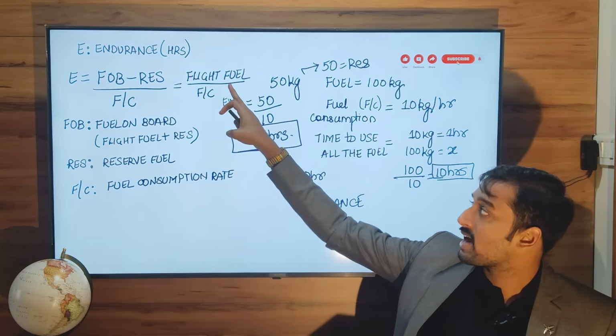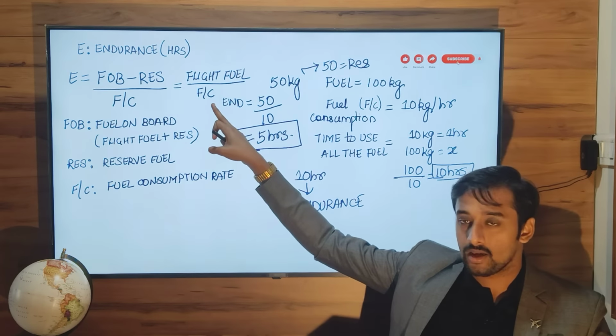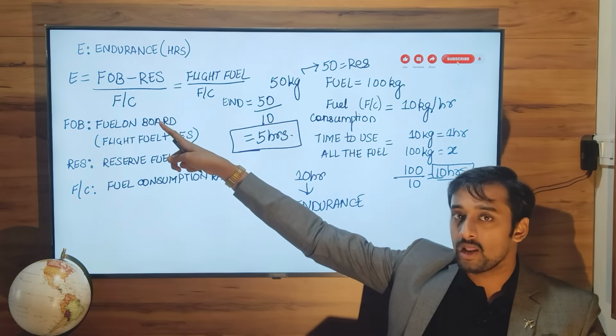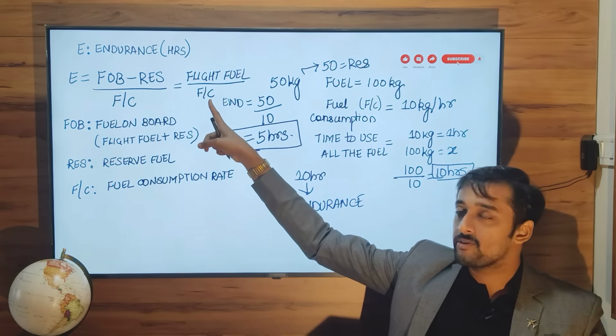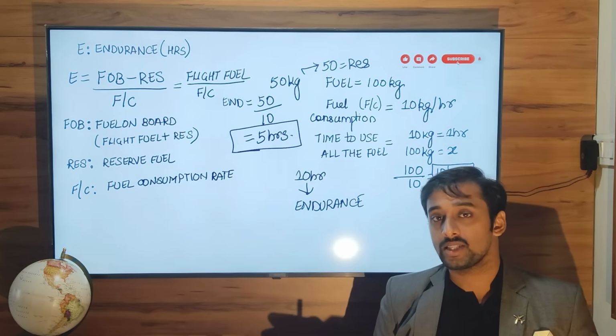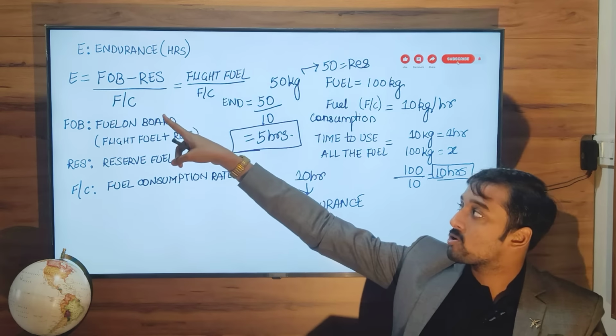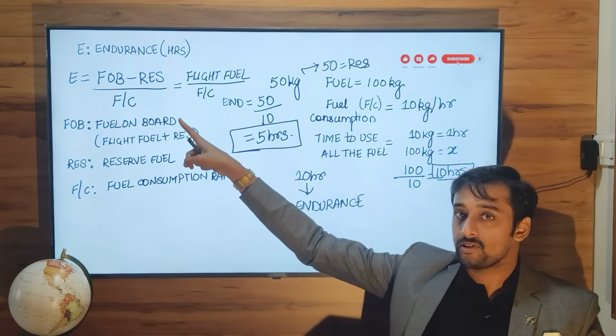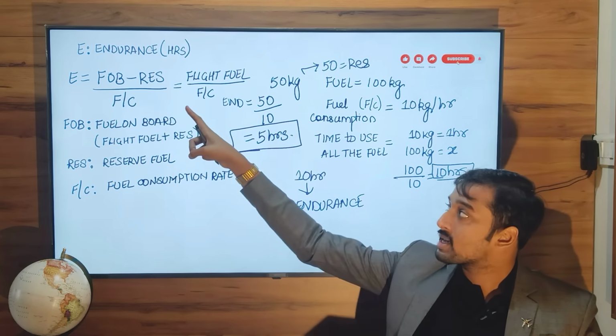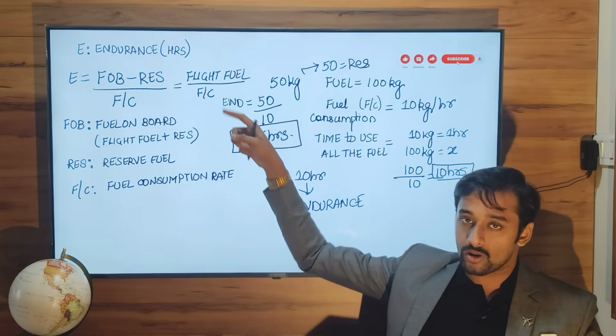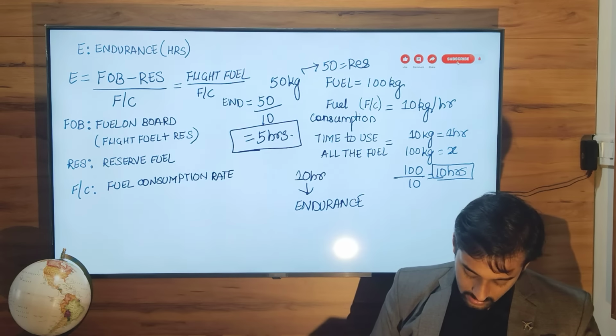So that's why we have flight fuel divided by fuel consumption. So finally, the endurance formula is flight fuel divided by fuel consumption. Now in the questions that we are dealing with, they won't give the flight fuel directly. They will give fuel on board and reserve fuel. It's your job to subtract that and obtain flight fuel. Okay, so let's do it.